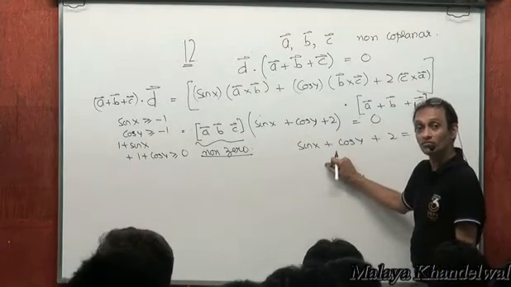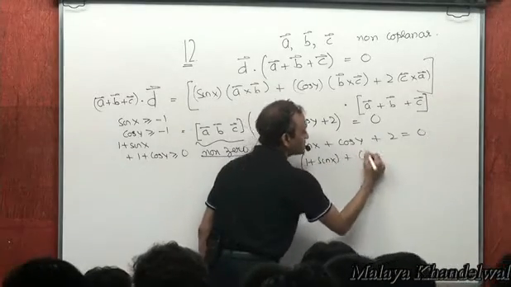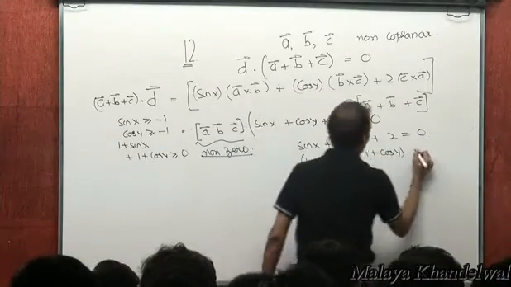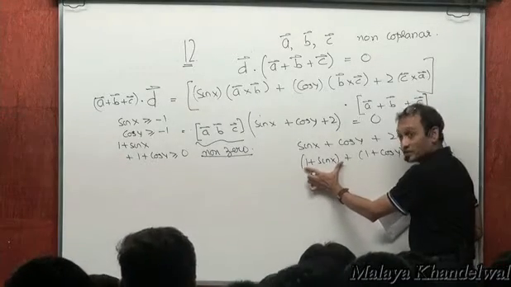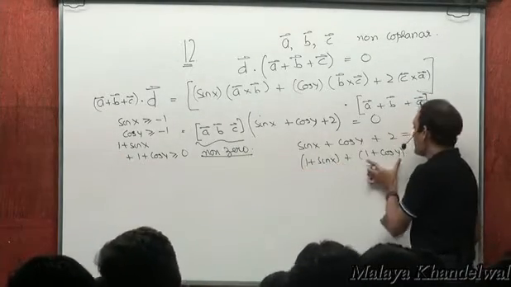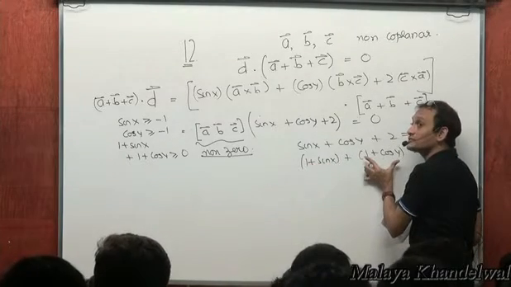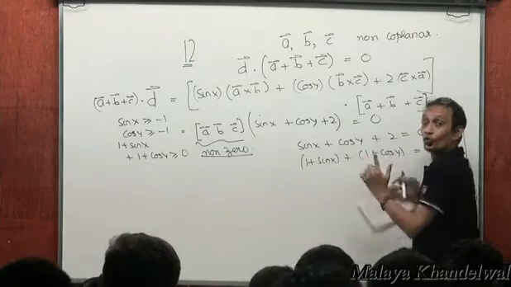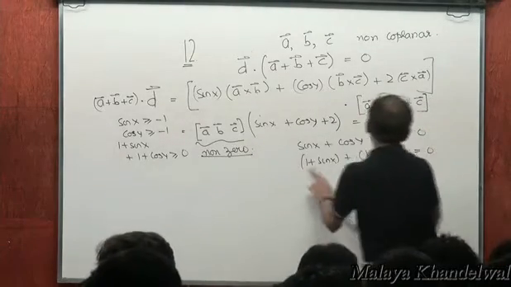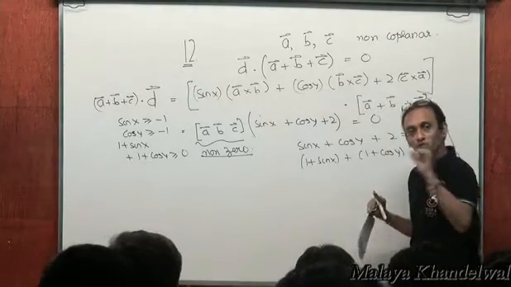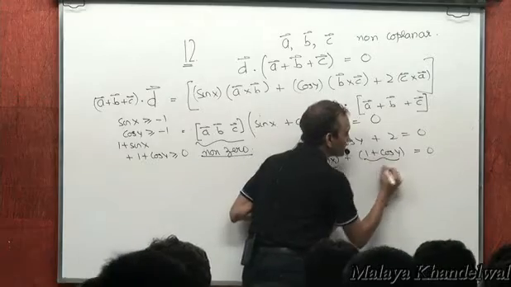This is 1 plus sin x plus 1 plus cos y equal to 0. This is a non-negative number. This is also non-negative. Isn't it? 1 plus sin x can never be negative. 1 plus cos y also can never be negative. Sum of two non-negative numbers, when can that be 0? When both are 0. Sum of two non-negative numbers is 0 when both are 0. That means this must be 0 and this must be 0.